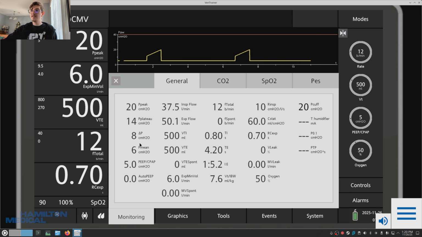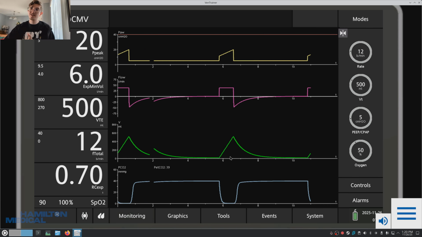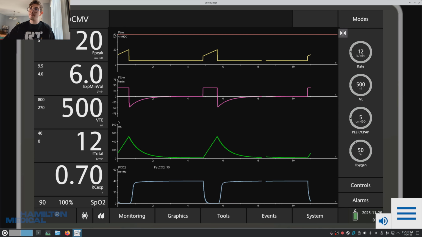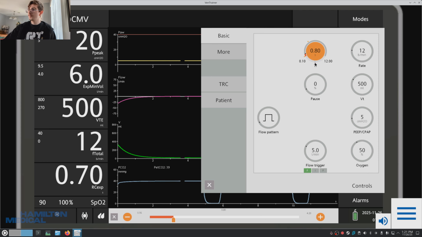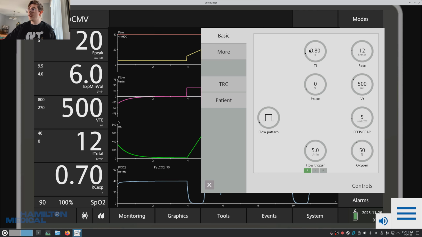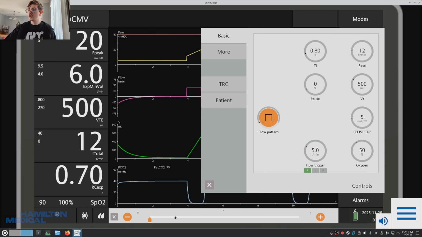But at the level of the alveoli, nothing has changed. Our plateau pressure is still 14. Our driving pressure is still 8. Our static compliance is still 60. Nothing has changed in regards to lung protection or whatever. The only thing that's changed is that our peak pressure is now higher. We're delivering the same volume over a shorter amount of time. Right? We can go even lower, whatever. Well, let's keep it at 0.8 for now, and let's change the flow pattern.